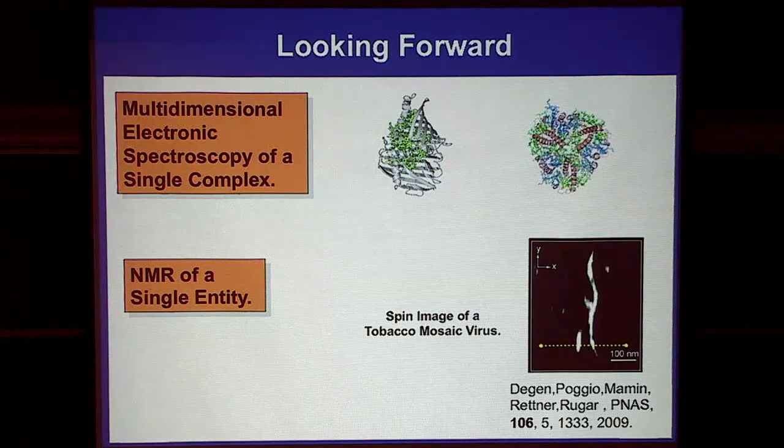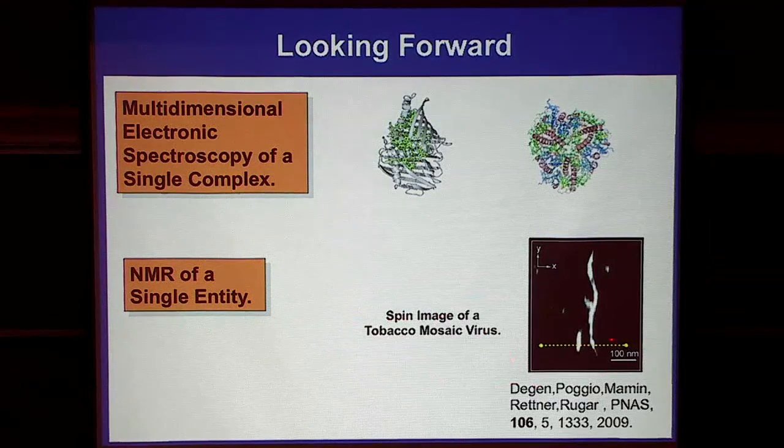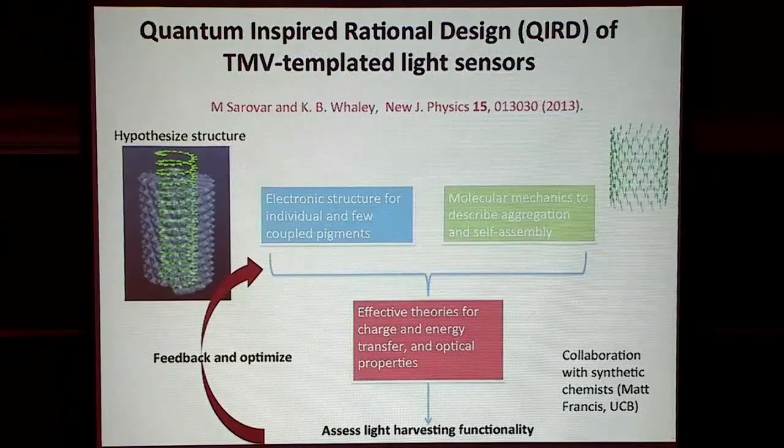Okay, so looking forward, what are people doing? Let me say a few words about things going on. Moving forward, people really are trying to get to single complex spectroscopy. This energetic disorder that I mentioned really complicates analysis of the spectroscopy. So there's a lot of effort to build the analog of what was recently done for NMR to be able to look at a single spin. In this case, this was a single biological entity, and we'd like to do exactly the same thing for this.